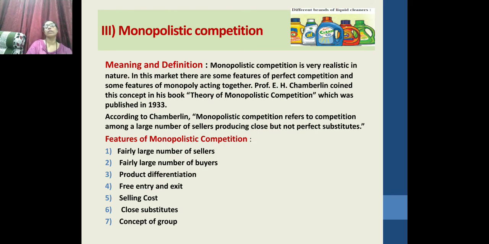So in this way, in imperfect competition, we studied monopoly, oligopoly, and monopolistic competition. So, students, in the forms of market, this much only is there.